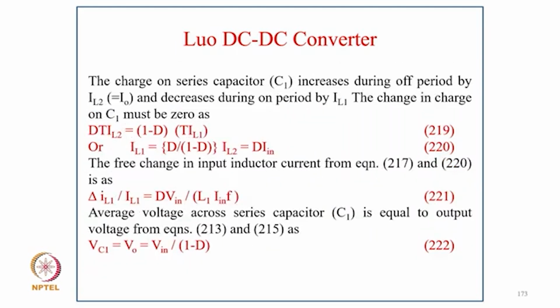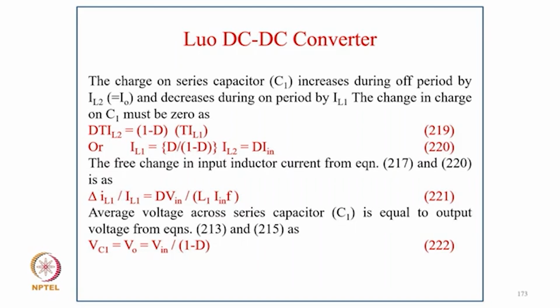So the charge of the series capacitor increases during the off period by IL2, that is I0, and decreases during the on period by IL1. The change in the charge on C1 must be 0. So IL2 equal to (1 minus d) IL1, or IL1 equal to d upon (1 minus d) IL2. And the change in input inductor current from these is delta IL1 equal to d Vin divided by L1 F.